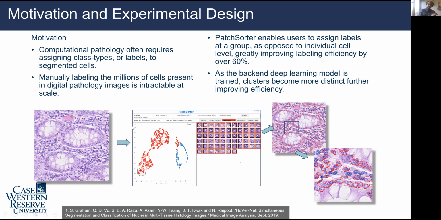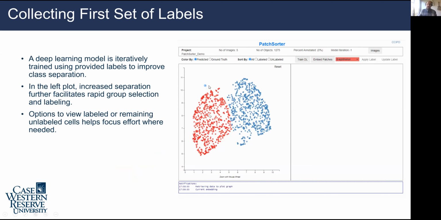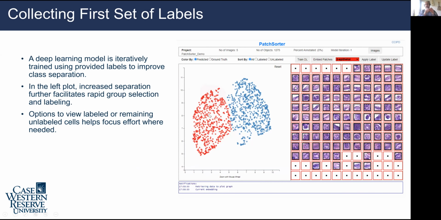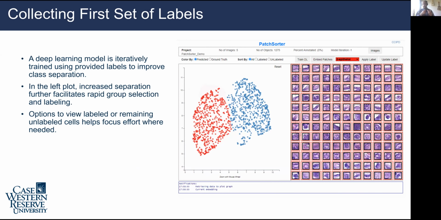So Patch Sorter accepts as input the output from Quick Annotator. So you can annotate a bunch of objects. You then input those objects into Patch Sorter. Patch Sorter then goes and takes those objects and embeds them in a 2-dimensional space based off of their presentation, with the idea that similar cells are now plotted near each other.